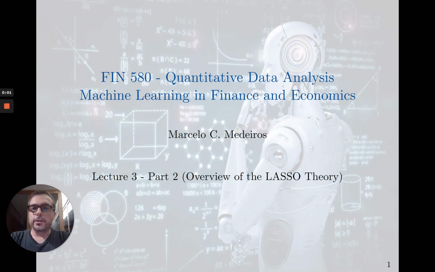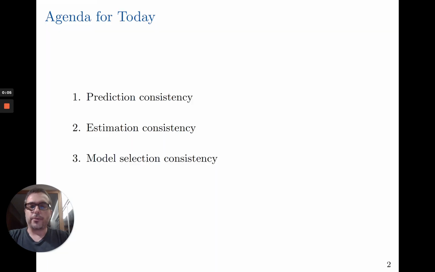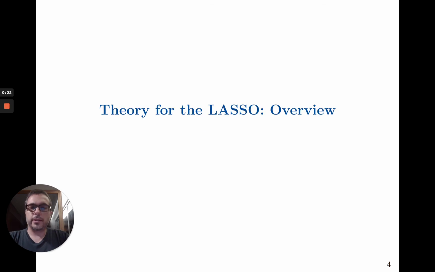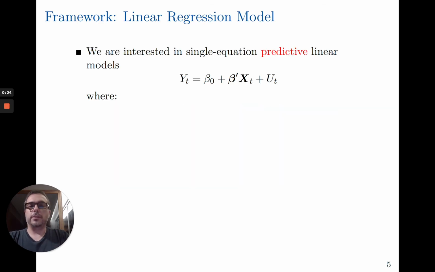Welcome back. This is part 2 of lecture 3, and here I'm going to give you an overview of the Lasso theory. We are working with three issues here: prediction consistency, estimation consistency, and model selection consistency. These are the references for any of you who will be interested in going deeper into that. So let's start with an overview, and we begin with the simple linear regression.